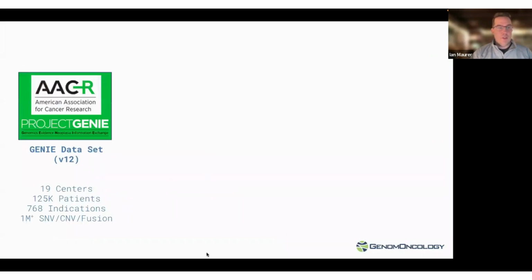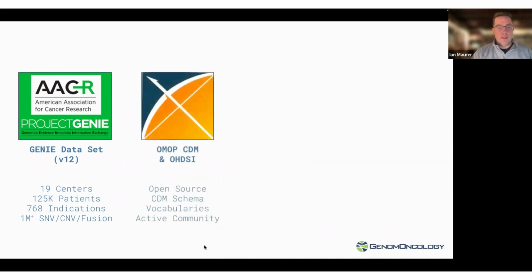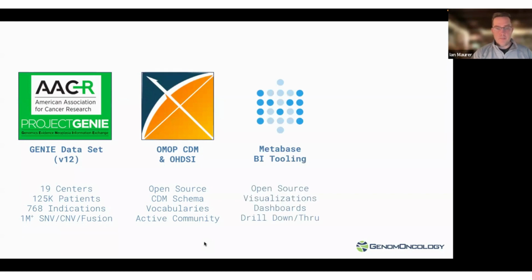This is going to be a demonstration using a data set of patients called the GENIE data set, where there are over 19 cancer centers participating and over 125,000 patients with 768 indications, including over 1 million biomarkers across modalities. We're going to take that data and load it into the OMOP common data model made available via the Odyssey group. OMOP is an open source data model that includes vocabularies and a very active community.